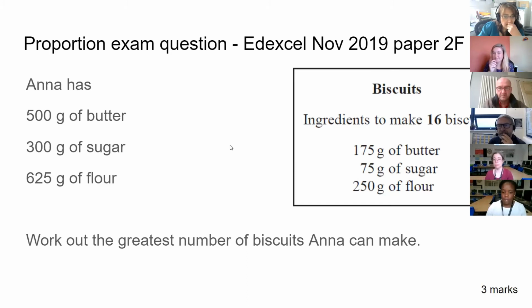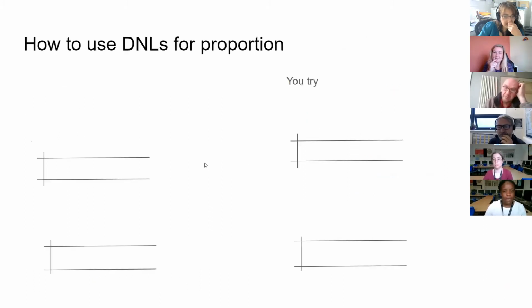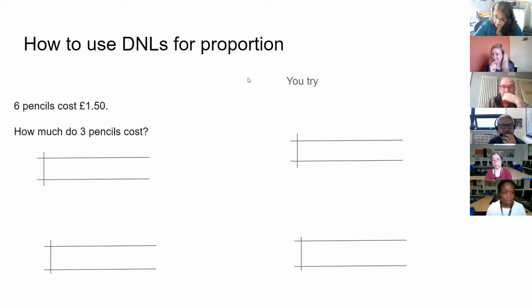Okay, so the solution for this question is 40 biscuits. That's the greatest number of biscuits Anna could make. So hopefully you got that. I'm going to now show you how to use double number lines, or DNLs for short, in proportion questions. So here's an example. We've got 6 pencils cost £1.50. How much do 3 pencils cost?